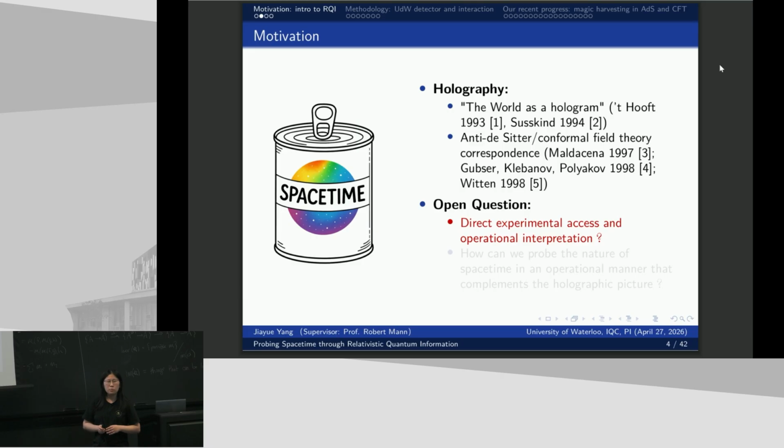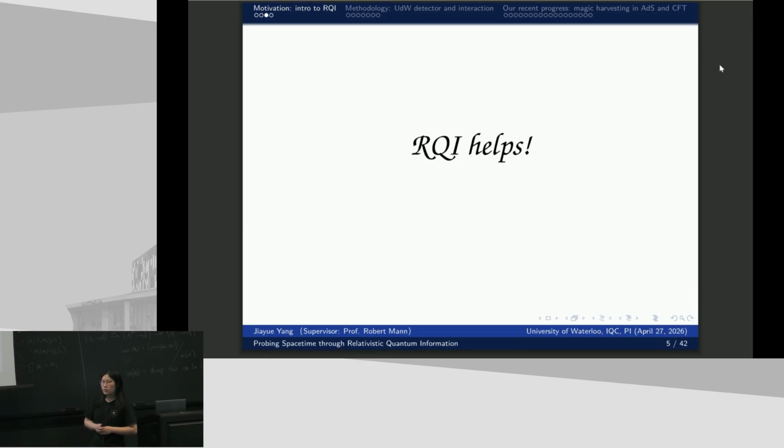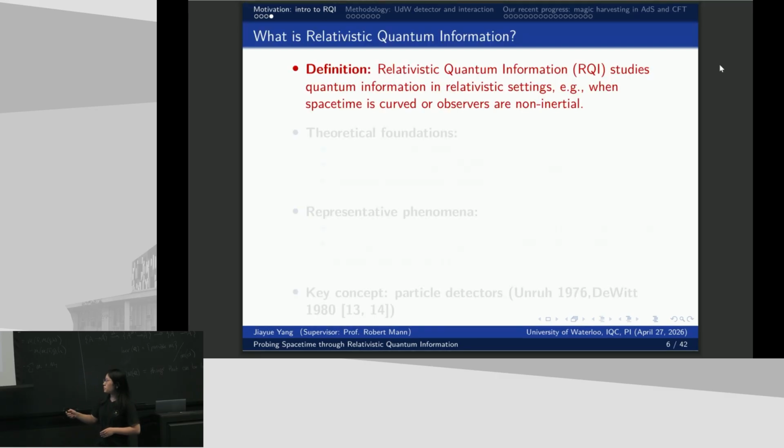And this is the whole motivation of our project. We want to ask, how can we probe the nature of spacetime in an operational manner that complements the holographic picture? So the short answer is RQI helps. So what is RQI? RQI is short for relativistic quantum information. This is a very new subfield that studies quantum information tasks or quantum information protocols in relativistic settings. By saying relativistic settings, I mean when the spacetime is curved or when the observers are non-inertial.